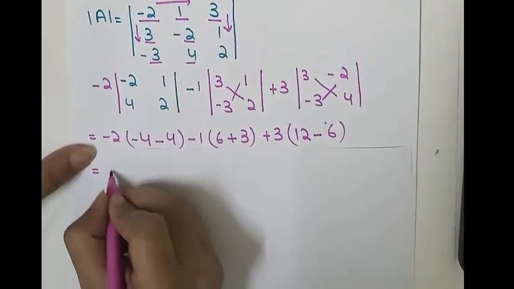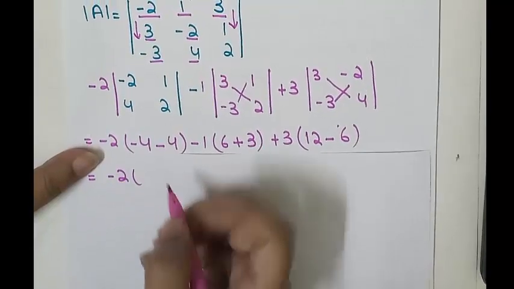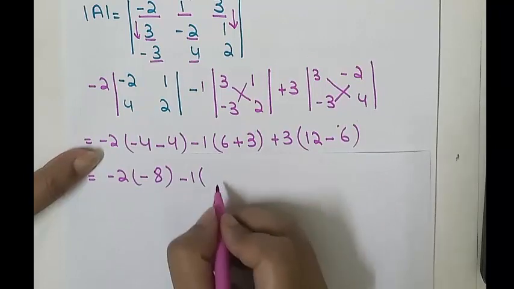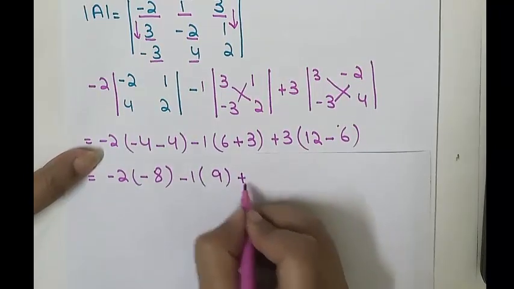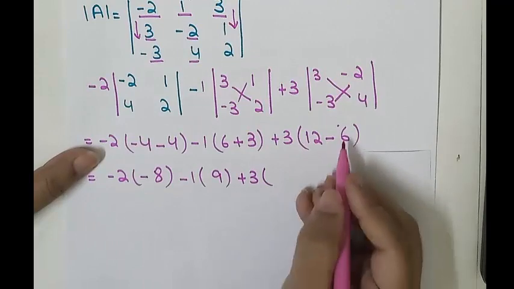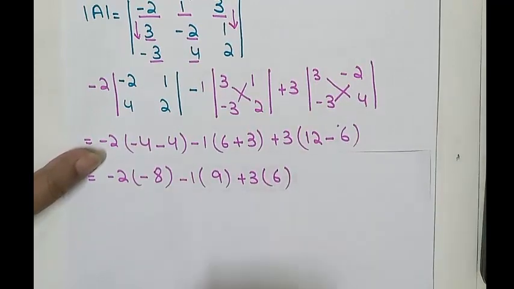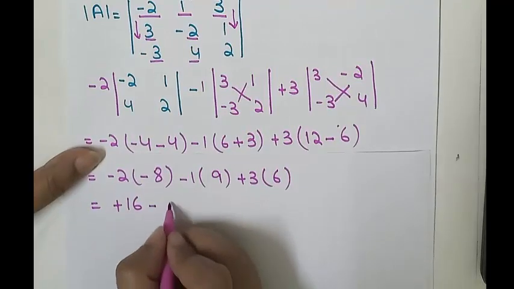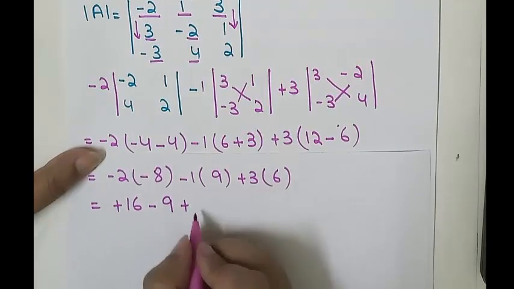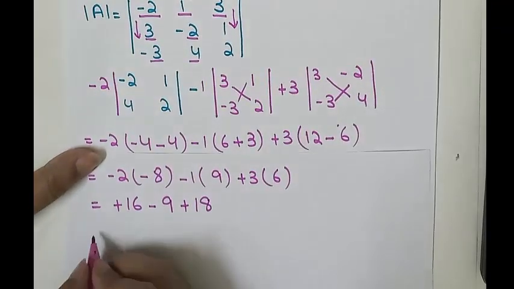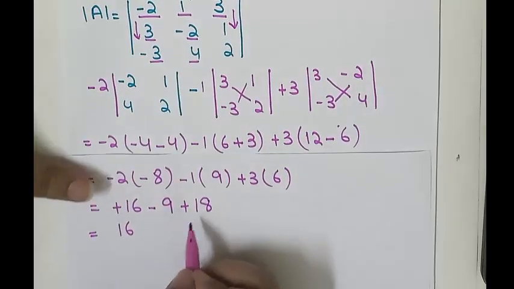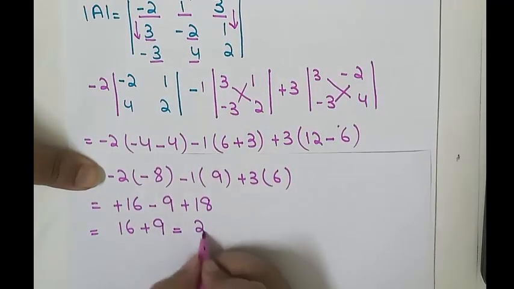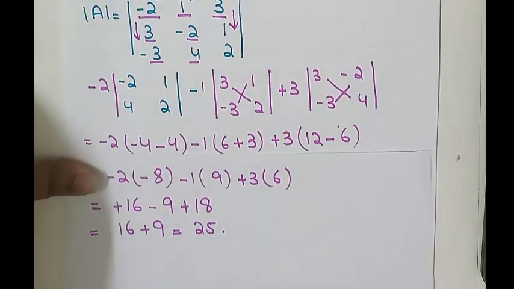So now we have minus 2 into minus 4. This is equals to minus 8. Minus 1, 6 plus 3 is 9 plus 3. 12 minus 6 is 6. So minus is plus. 2 8 times is 16 minus 9 plus 6 3 times is 18. So 16 minus 9 plus 18. This is equals to plus 9. So 16 plus 9 is equals to 25.